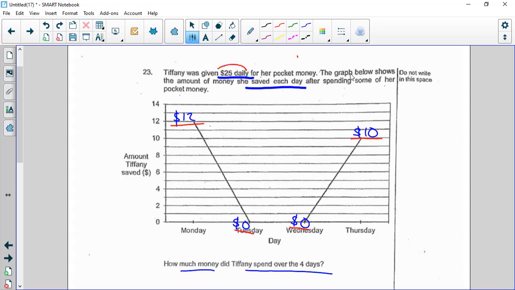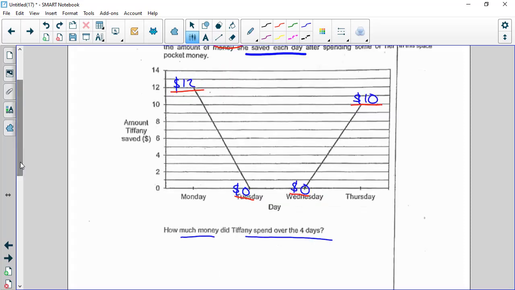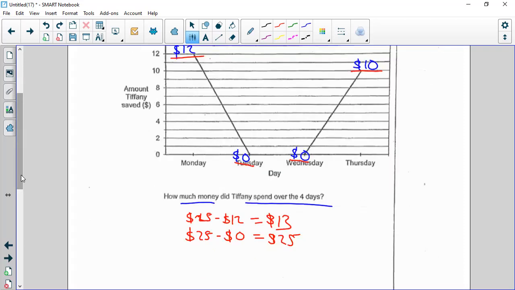So you take $25 minus $12. She must have spent $13 on Monday. Then how about Tuesday? Tuesday, she didn't save any money, so she spent all her money. And then how about Wednesday? Also spent all her money because she never saved any money on Wednesday, right? And Thursday, you take $25 and she saved $10. So she must have spent $15.